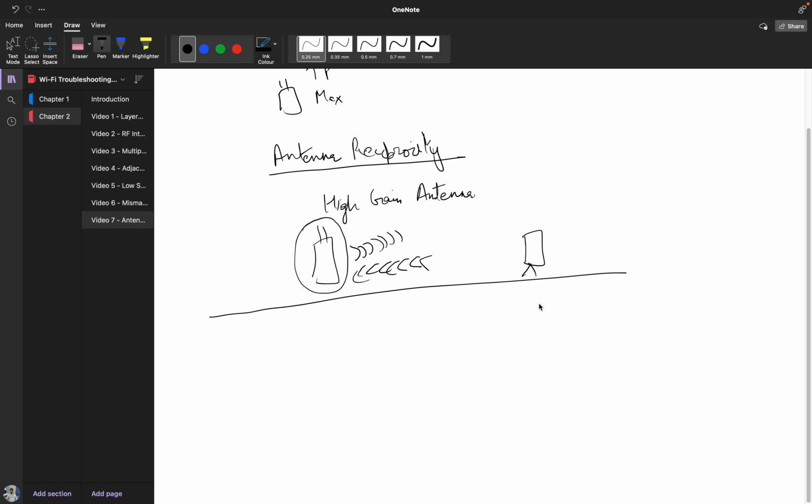I just wanted to tell you about the antenna reciprocity concept, which you should know if you are going into the world of troubleshooting of Wi-Fi, because a lot of folks don't use this gem of a feature. But yeah, we should try to use this wherever we can, and this is going to solve a lot of our issues on the ground.